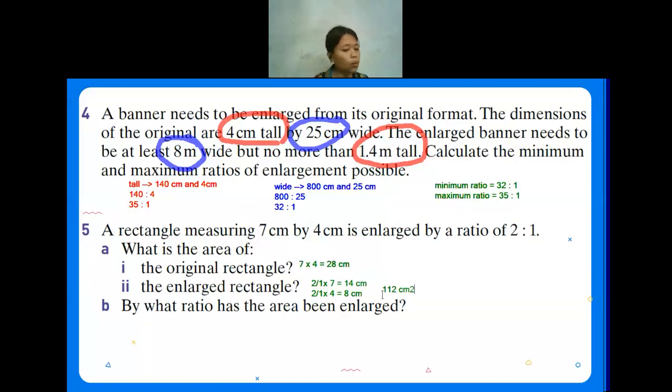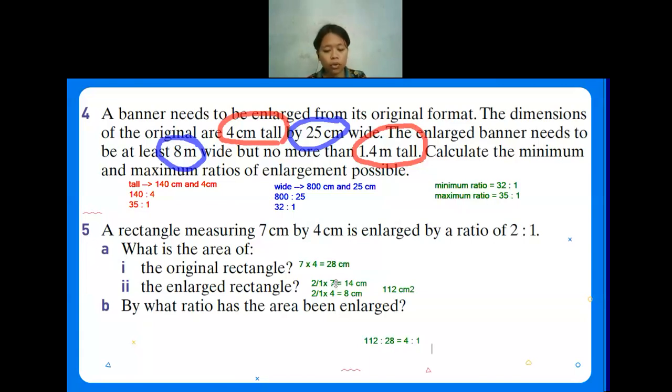For question B, what is the ratio for the area that has been enlarged? What is the area from the original to the one that is enlarged? So 112 to 28. We can simplify it to become 4 to 1. Okay, is there anyone who is confused so far before I move to the next question? Yes, 4 to 1 actually, because of the enlargement.